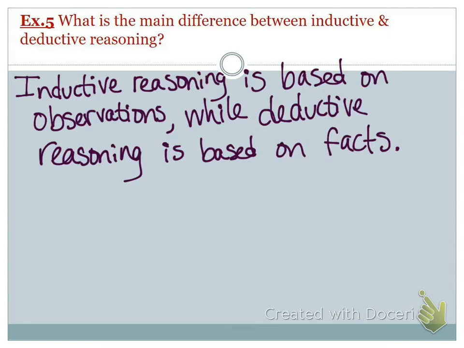All right, so I put up how I would word my answer. Yours doesn't have to match perfectly, but it should be along the same lines. The big difference here is that inductive reasoning is based on observations, just things we notice, while deductive reasoning is based on facts, things that we know to be true, that have been proven or shown or accepted somehow. Observations just mean that's what we see, it's what we think might be the case. Deductive reasoning, we can't really argue with, based on facts.